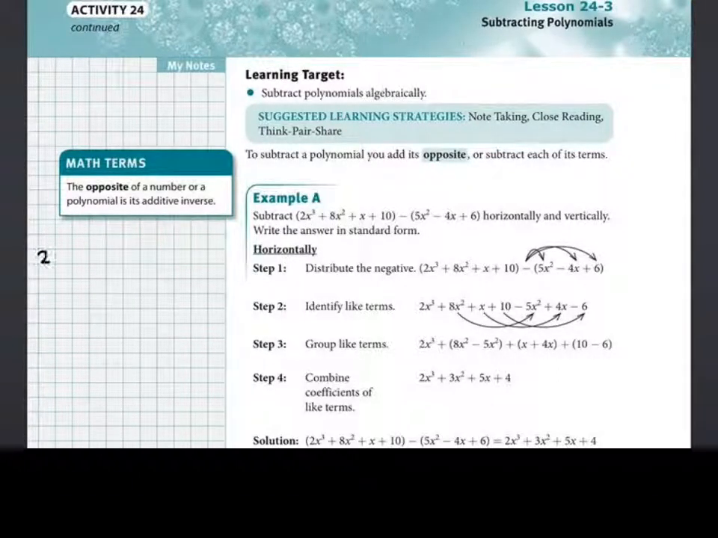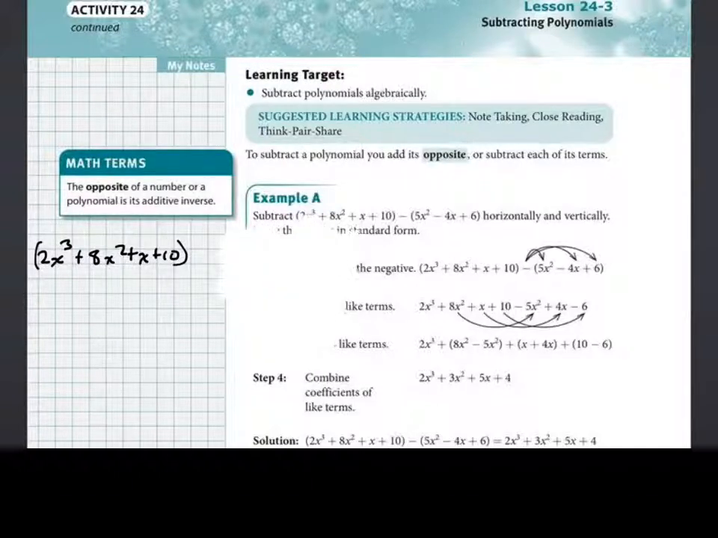I'll show you guys the way I would write it down. So we have 2x to the third plus 8x squared plus x plus 10. And then I'm going to write this right here. Minus this. Okay, so I'm going to need some more space right here. I'm running out of space. Hopefully you guys can fit it. Sorry, I'm just going to erase that real quick. So it says minus, and we're going to put 5x to the second minus 4x plus 6.